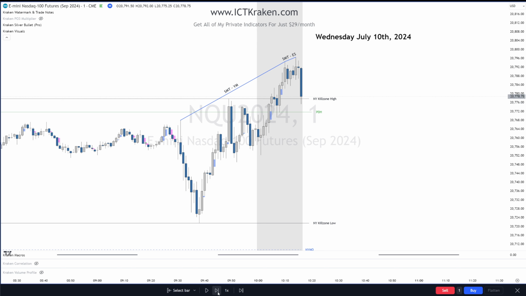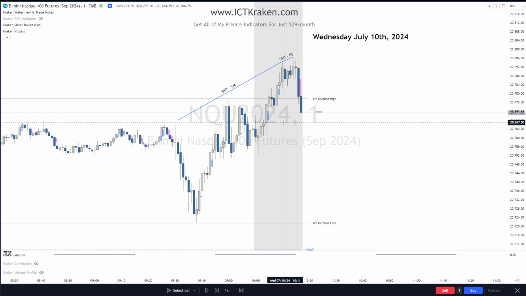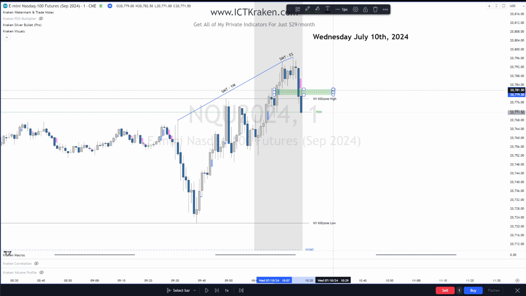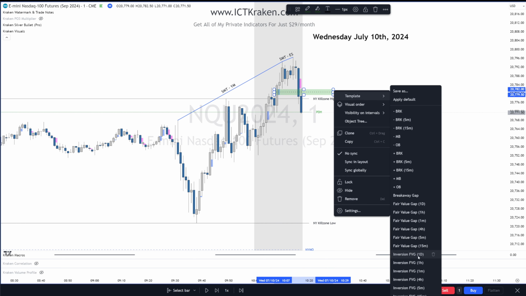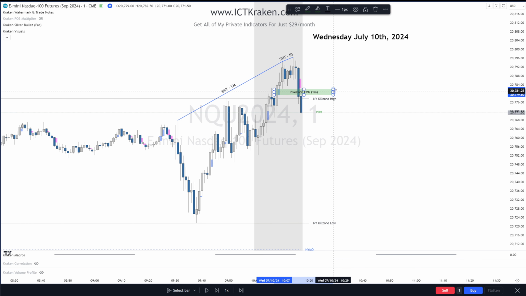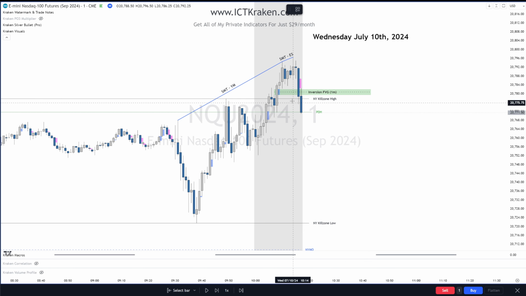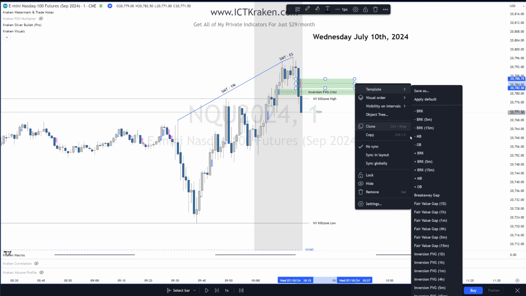So, all right, I need to close below this low here. Now you could have taken it off this inversion. I prefer a breaker, so this is a missed opportunity that I didn't take live, so I didn't take it here. Inversion fair value gap with this fair value gap right here. Let me mark that out so you see that. Right here is a fair value gap.